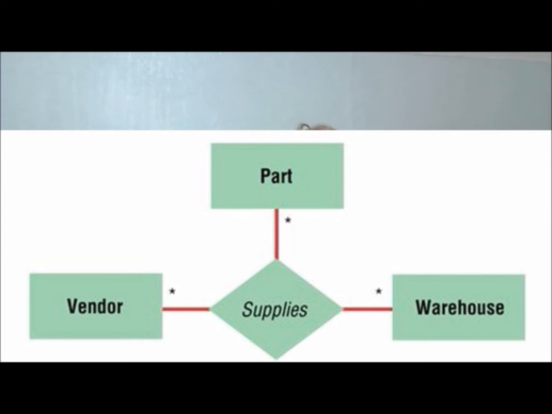And so a vendor can supply parts, and it gets the parts from the warehouse, and the parts also get stored in the warehouse. So a vendor, and that little star shows that there are many parts, and those many parts may go in many warehouses. A warehouse has many parts that come from many vendors. And so those are the different associations between classes.